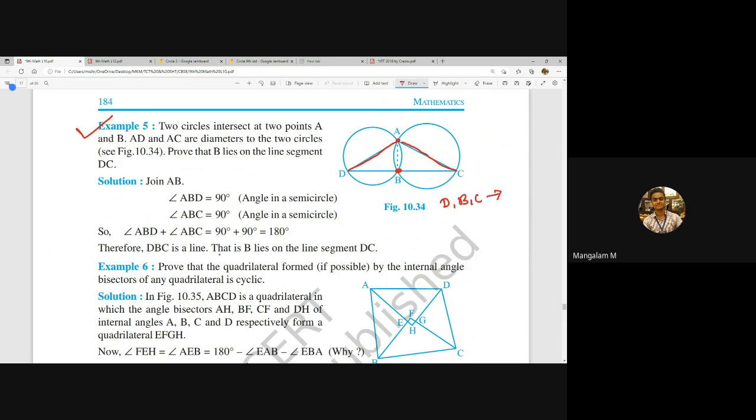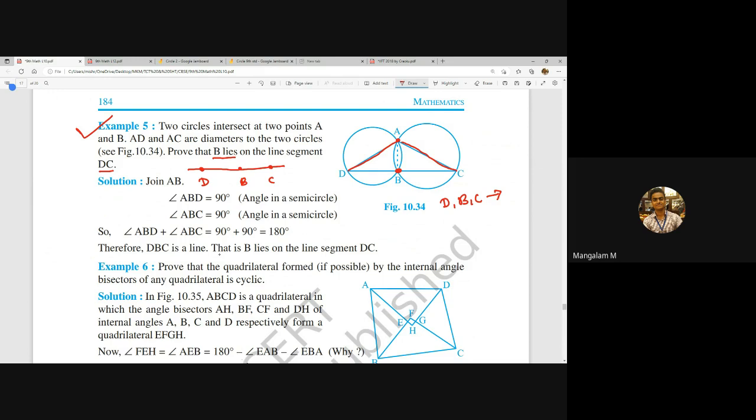हमें क्या प्रूव करना है? B सेगमेंट DC पे लाई करती है. If we can prove that D, B and C are collinear. Collinear means all 3 points lie on the same line. If we join these 3 points, then it will make a straight line.